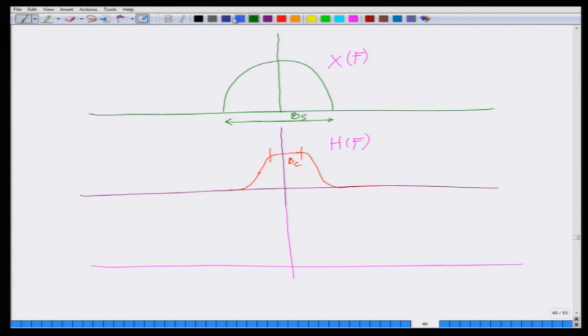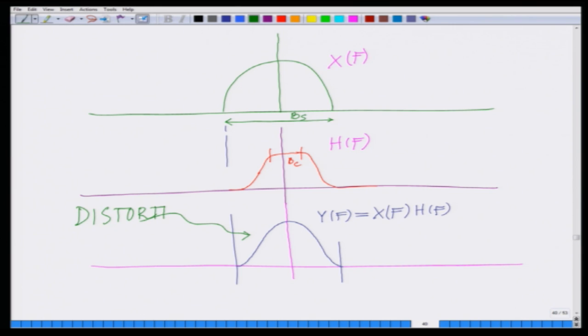Signal bandwidth is less than the channel bandwidth. Therefore, when I multiply this signal by the channel, there is going to be a distortion, and therefore you will not get the original signal, but Y(f) equal to X(f) times H(f). Basically, there is distortion. You can clearly see there is distortion.